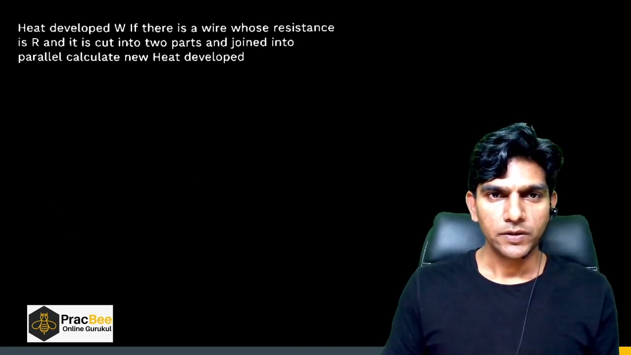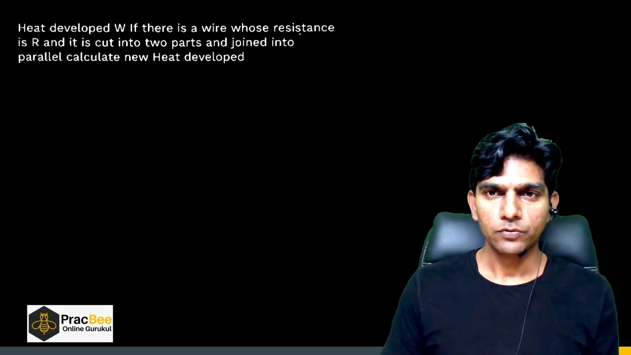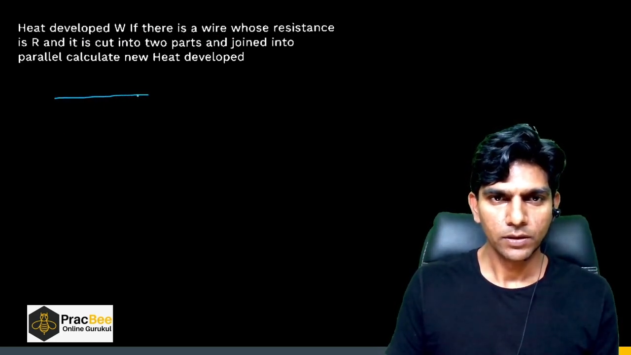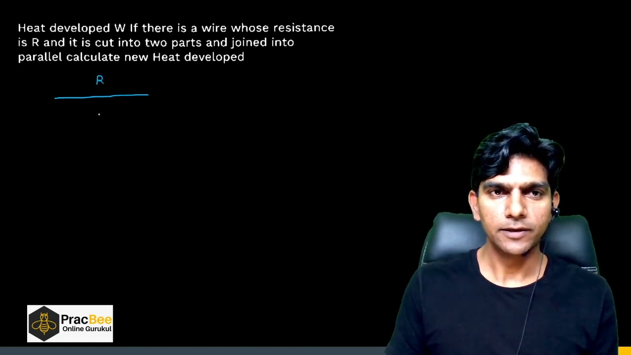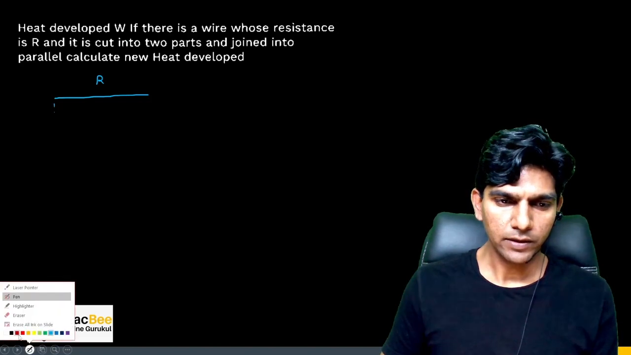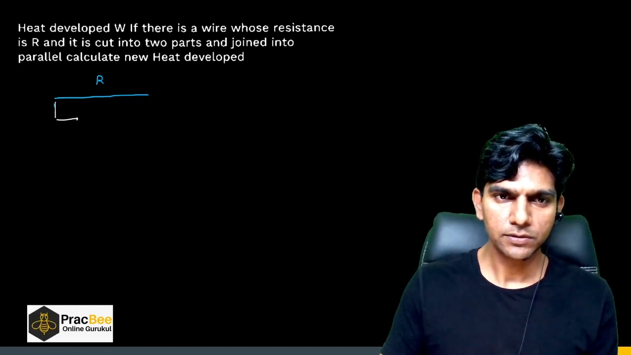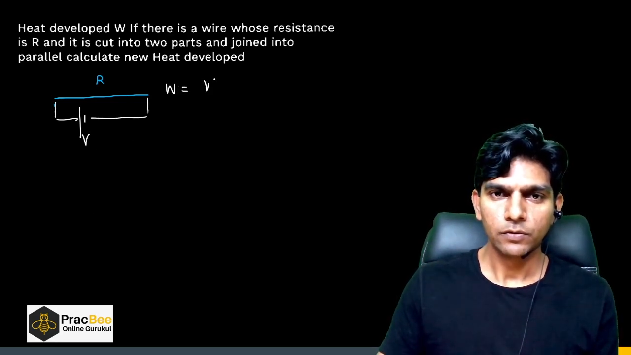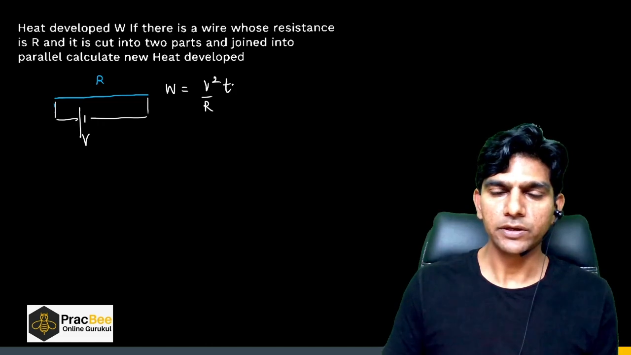Okay, so the next one: if there is a wire whose resistance is R, the heat produced is W. So I'm assuming that we have a constant EMF source which we have connected across the ends. So this is V. So W will be V square by R, let us say for time T, right?